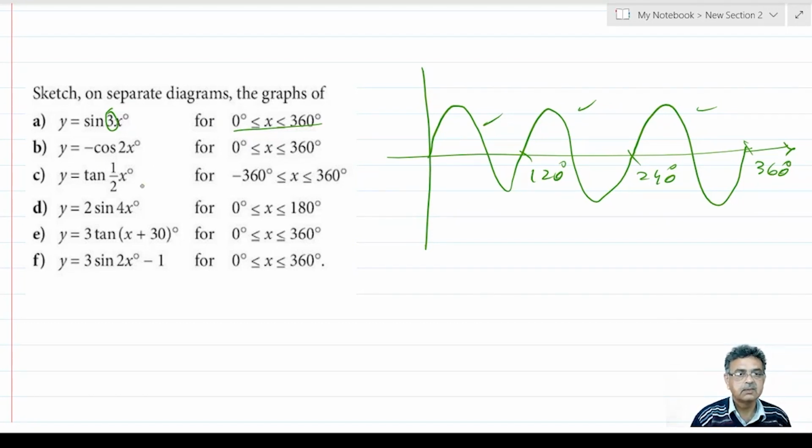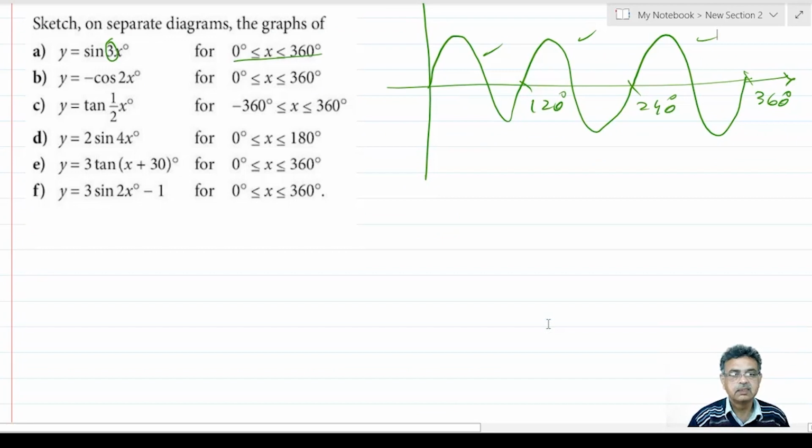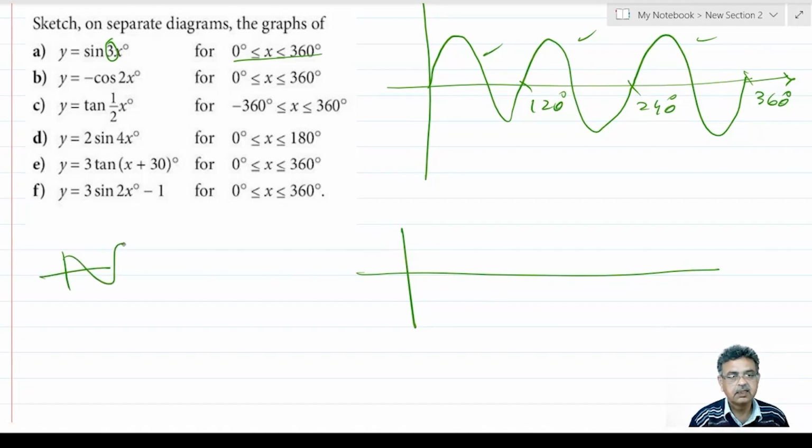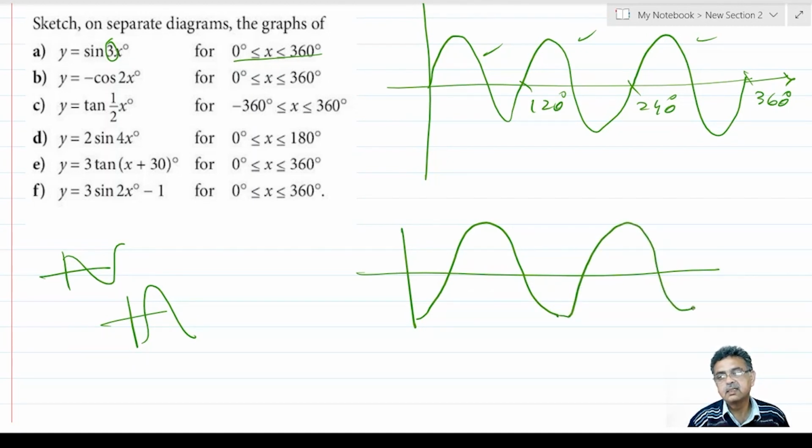Okay, y is equal to minus cos 2x. First of all, let's see roughly that this is the graph of cos x, and if it is minus cos x, it will be upside down. So the graph will be minus cos 2x, one cycle, and then the other cycle. This is at 360 degrees. This point is at 180 degrees. So its period is 180 degrees. There are 2 cycles in it.